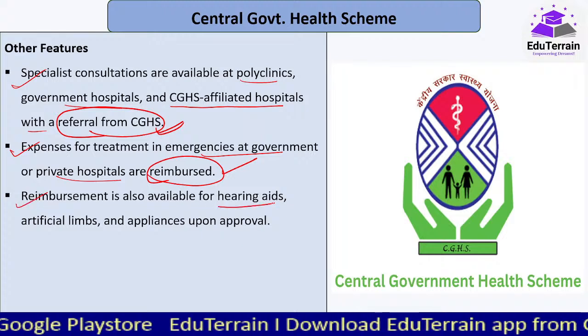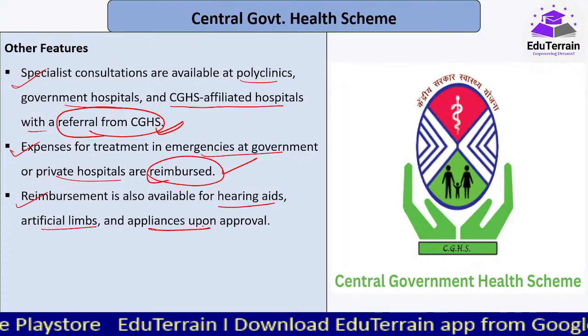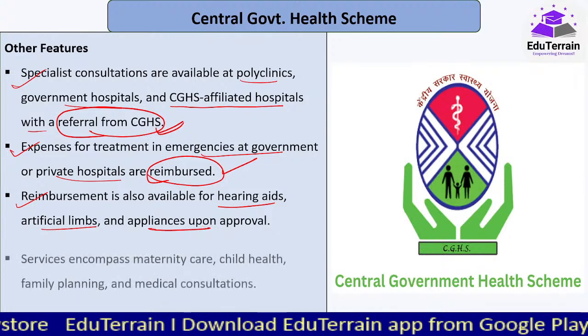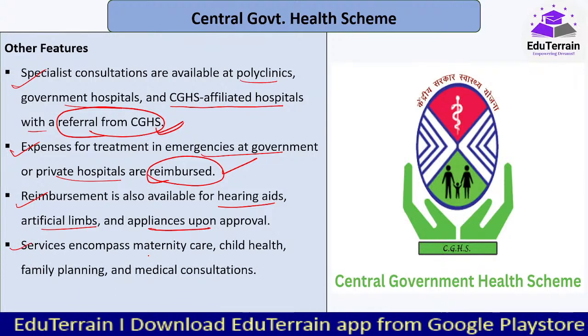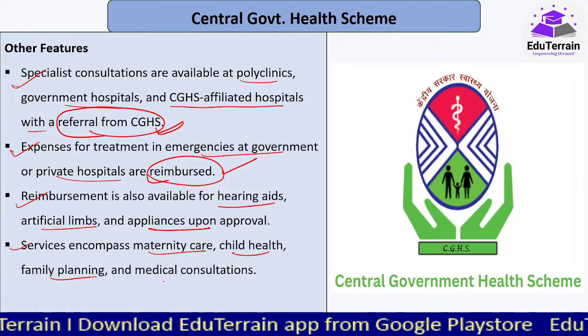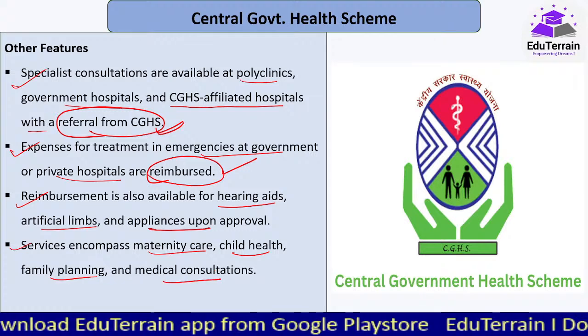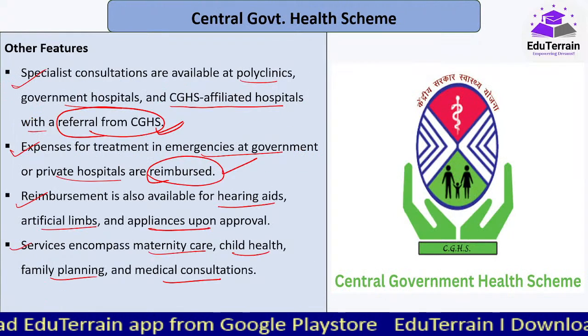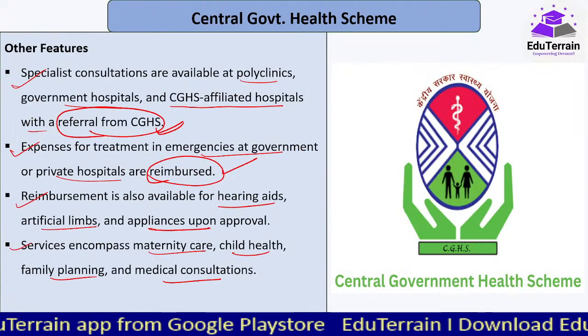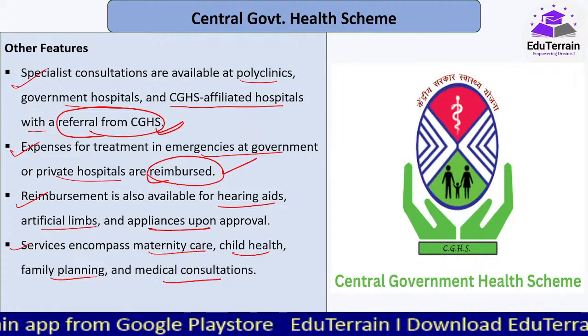Reimbursement is also available for hearing aids, artificial limbs and appliances upon approval. Services encompass maternity care, child health, family planning, medical consultation, right from birth and pregnancy till aging. All these facilities are available under the Central Government Health Scheme.